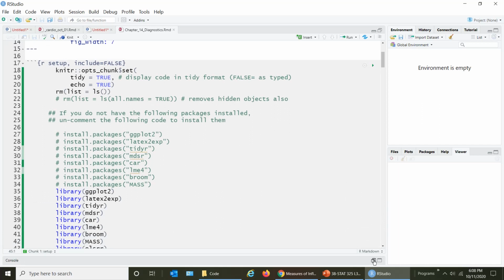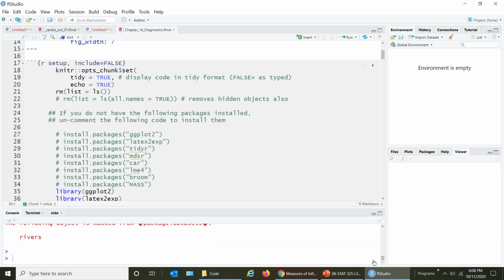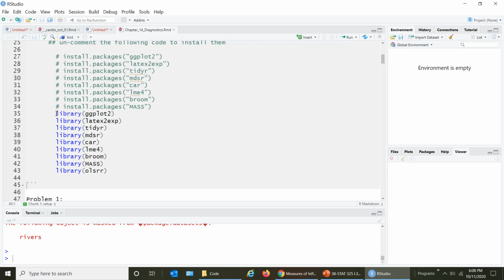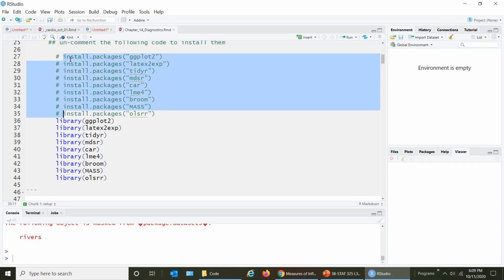As you see, it minimized my console. I'm going to undo that. And if you run into an error with running these library statements, then make sure that you uncomment the appropriate install.packages line here, because of OLSRR. So I've put that in there for you now so that you can install the package. Once you've installed it once, you don't have to do it again.